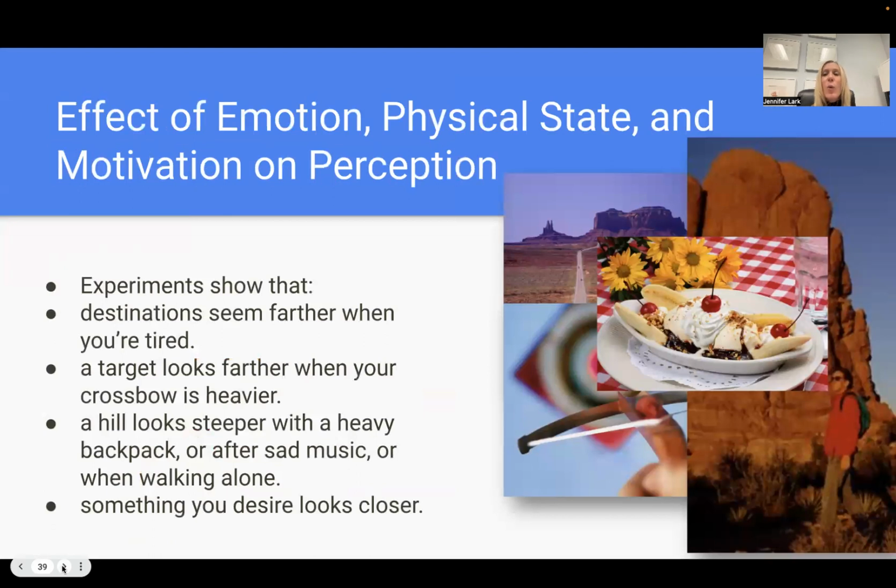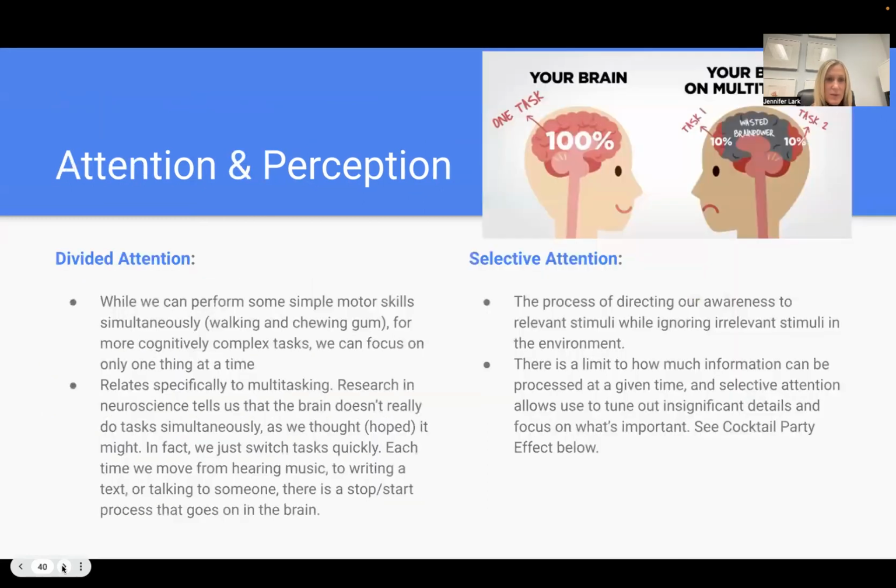Okay, and then lastly, we know from so many different psychological experiments that our emotions, our physical state, and our motivation all influence what we actually perceive. So, interestingly, experiments have shown that destinations seem a lot farther away when you're tired. A target looks farther when your crossbow is heavier. A hill looks steeper when you have a heavy backpack on, or after sad music, or when walking alone. They've done all of this through self-report survey studies and things like that. And something that you desire tends to look closer to you.